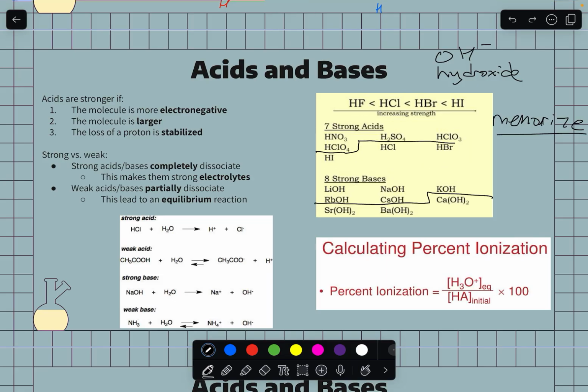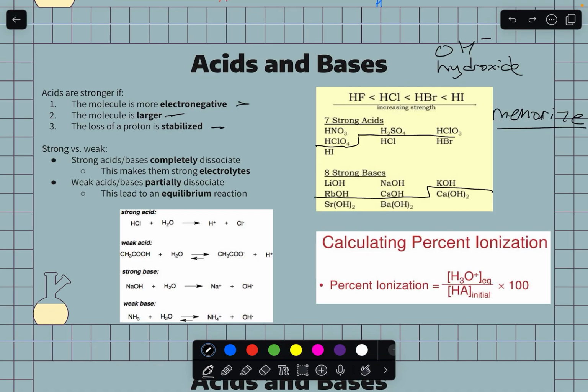But in general, talking about the relative strength of acids, they are stronger if they are more electronegative, if they are larger, and if they can be stabilized when a proton is lost. We'll talk about the third one here in a minute. And for strong acids versus weak acids, or strong bases versus weak bases, strong ones completely dissociate. So an example of that is here. You see there's a full arrow there, a single arrow going to the right, because it's completely dissociating. When it completely dissociates, it makes more products. So more products means more ions, making it a strong electrolyte.